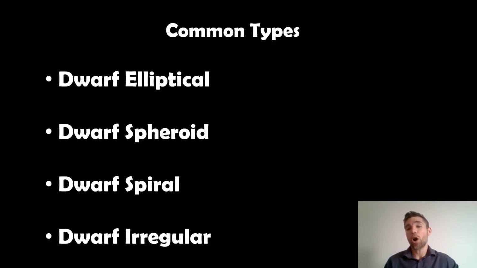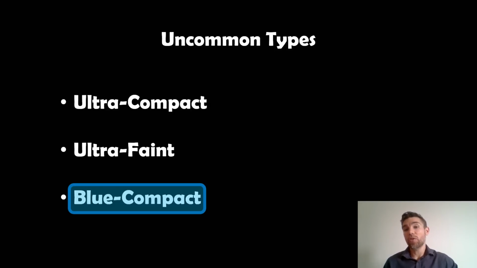So the most common types of dwarf galaxy are dwarf elliptical, ones that are more spherical. Those two are kind of similar. One's just likely going to be an elongated version of the other. You've then got dwarf spiral galaxies and dwarf irregular galaxies. So these actually are fairly similar to their larger cousins. There are obviously unique differences between them, but generally, at least appearance-wise, they look similar to the larger versions they're named after.